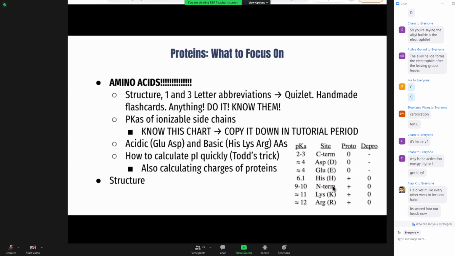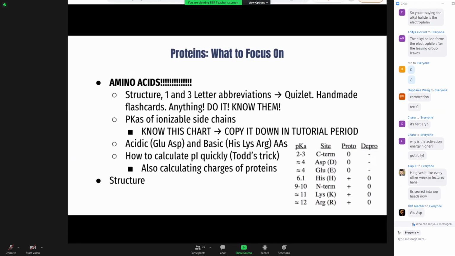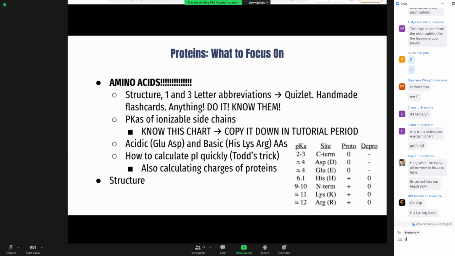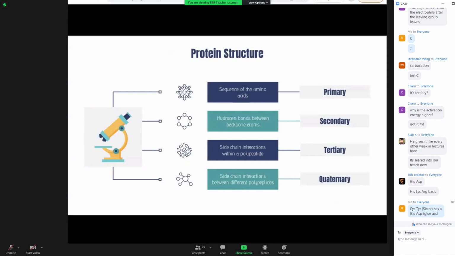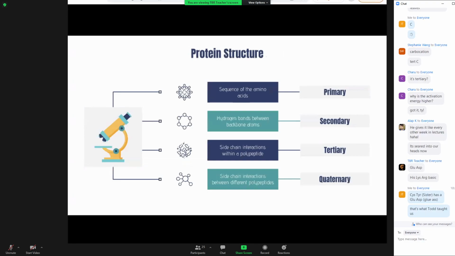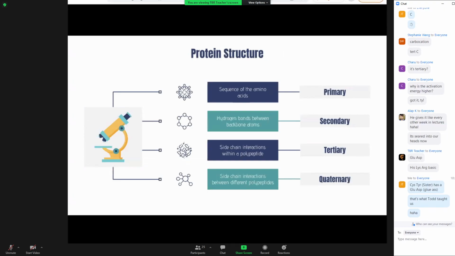And of course, Glu, Asp, and His, Lys, Arg are basic. I'm sure you've heard those before, but just in case you needed those mnemonics, I always remember acidic as Glu, Asp, and then His, Lys, Arg are basic. And then also know your structure. This is on the next slide, but know the different levels of structure. Oh, yes, I did forget those too.